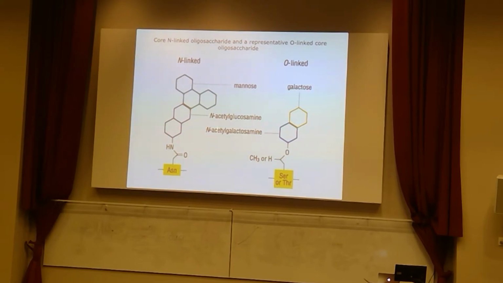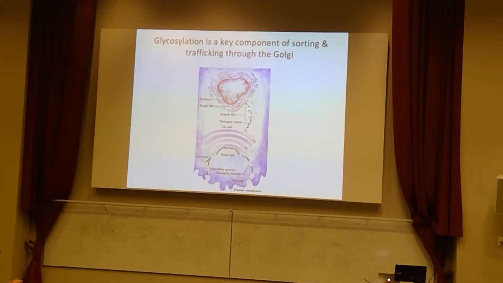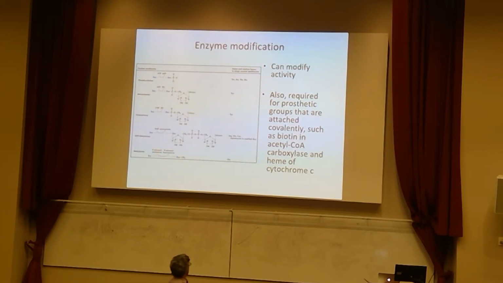Okay, so N-linked oligosaccharides are attached to side chain nitrogens, as in asparagine, and O-linked are conjugated onto the oxygen of serine or threonine. And then this just reminds you that these glycoproteins really do provide a key component of figuring out where proteins need to end up, whether they end up in a secretory granule or actually embedded in the plasma membrane.